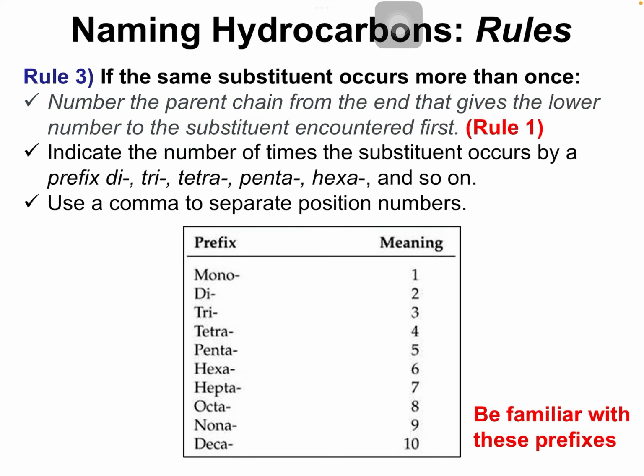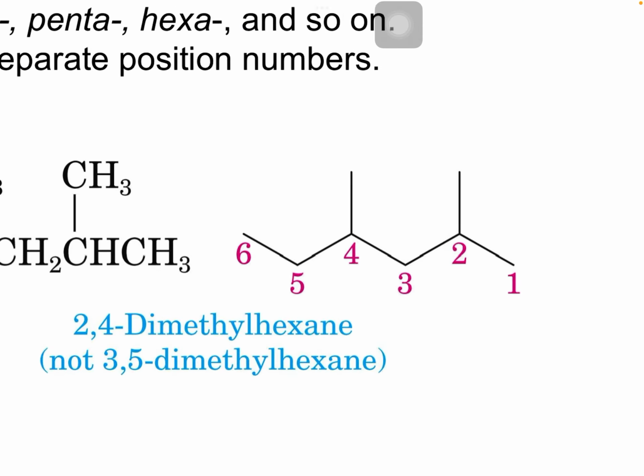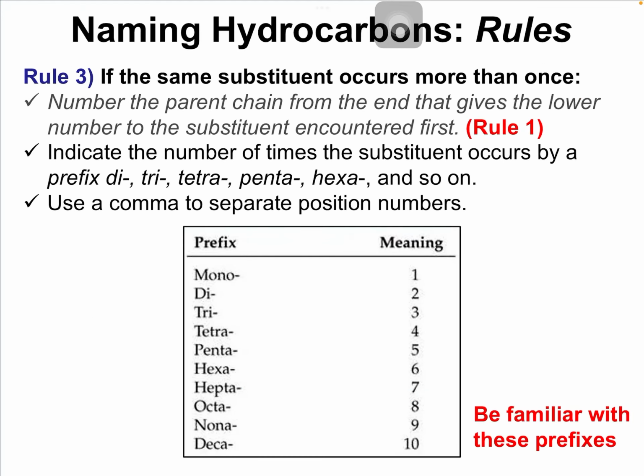Okay, rule number 3. If the same substituent occurs more than once, so ganun pa rin, number the parent chain from the end that gives the lower number to the substituent encountered first. So this is again rule number 1. Okay? So second checkpoint is indicate the number of times the substituent occurs by a prefix di, tri, tetra, penta, hexa, and so on. So kung ilang beses na ulit yung substituent, ay bibigyan mo din siya ng prefix. So ito may prefix na para doon sa number of carbons ng inyong parent chain, meron ding prefix na para doon sa kung ilang beses na ulit yung substituent.